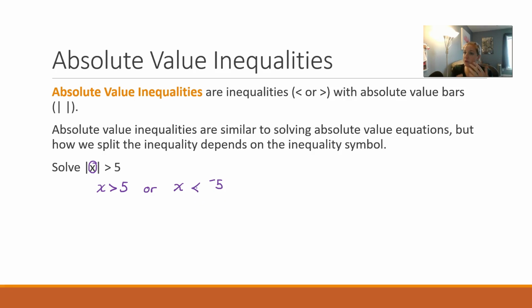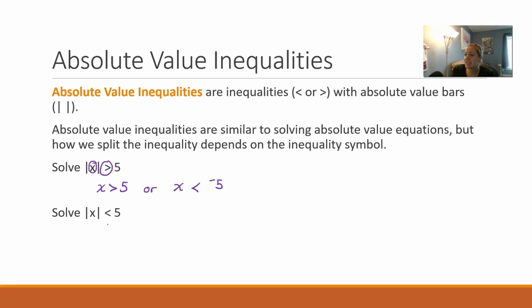It's kind of like that rule we talked about when we divide or multiply by a negative, we need to flip the sign. Same thing here. So we're going to have two inequalities, one where x is greater than that value, and then the other one where x is going to be less than the negative value. So we're just flipping it. So this is only true for a greater than symbol.